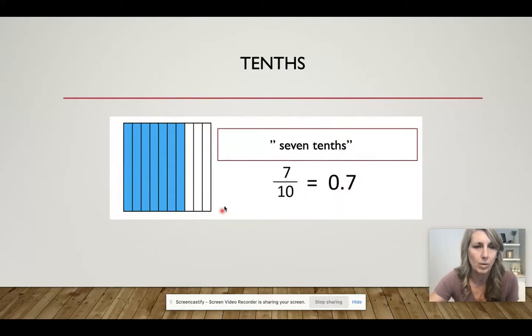So 1 whole, we have less than a whole this time. We've only got 7 colored in, so that means we have 7/10. This is what it looks like as a fraction, and here's how we write it down as a decimal. We have no whole yet, we have 0 and 7/10.